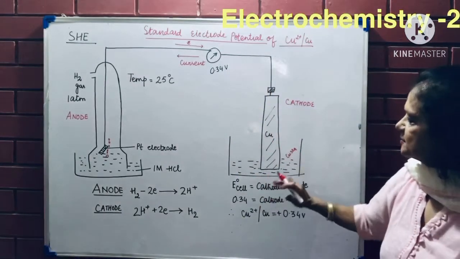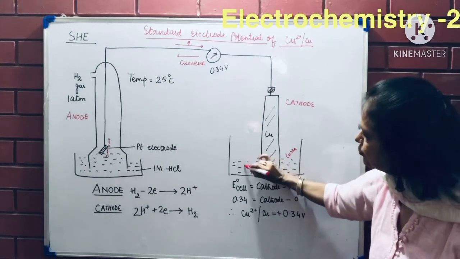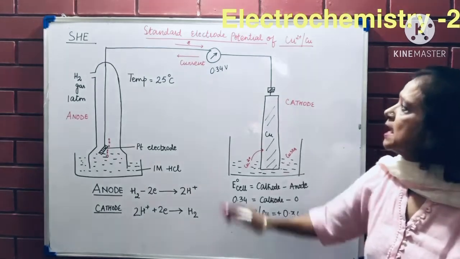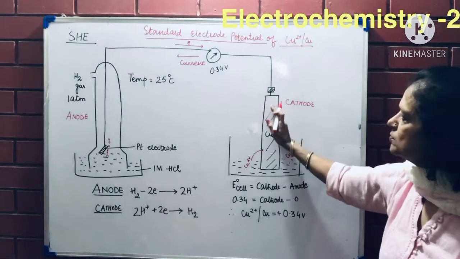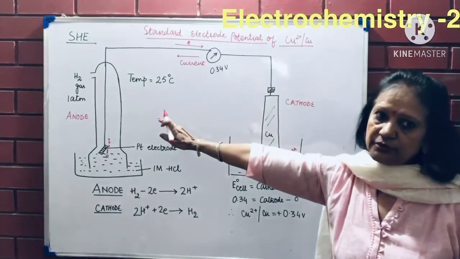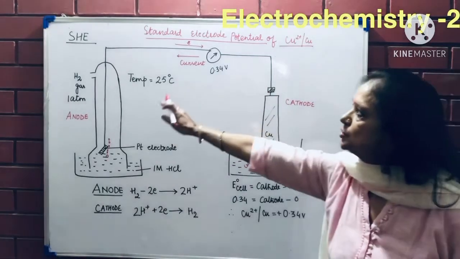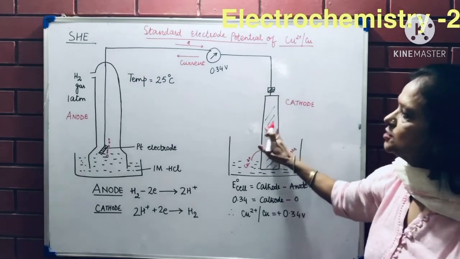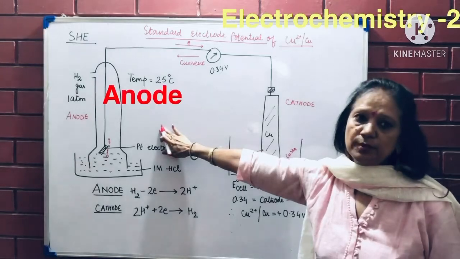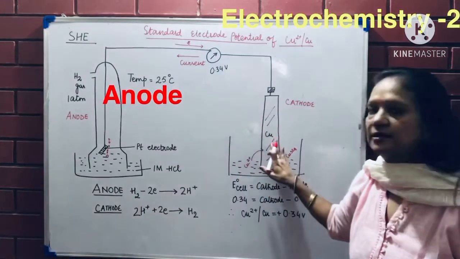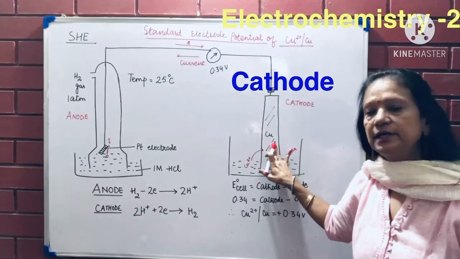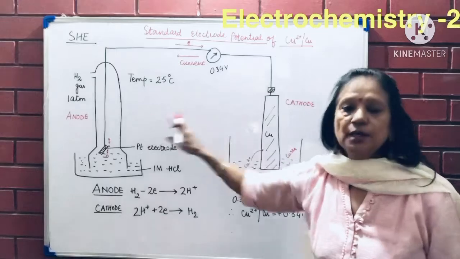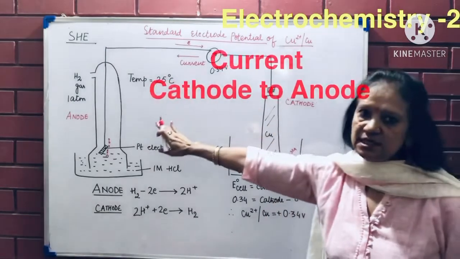Now when it is connected, we see that copper 2 plus ions get deposited at the cathode, and the current is moving from the copper rod to the reference electrode. If the current is moving from here to here and the electrons are moving from the reference electrode to here, it means that the reference electrode is at the moment acting as an anode and this is acting as a cathode. We've learned earlier in the galvanic cell that the current moves from cathode to anode. So now this is the cathode, this is the anode.